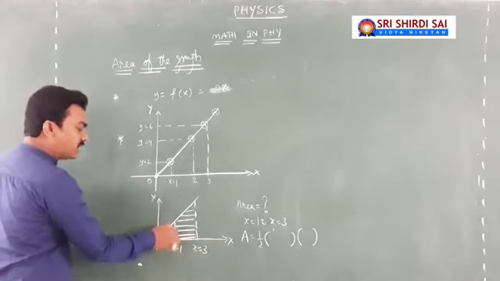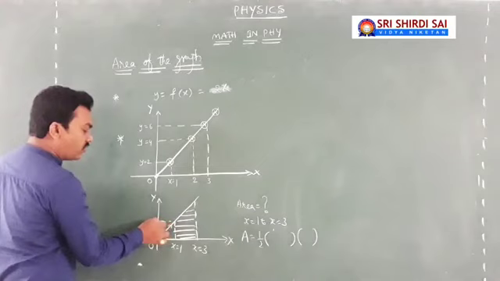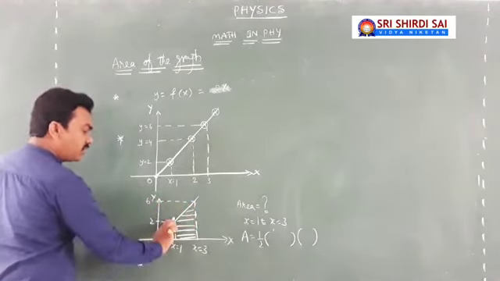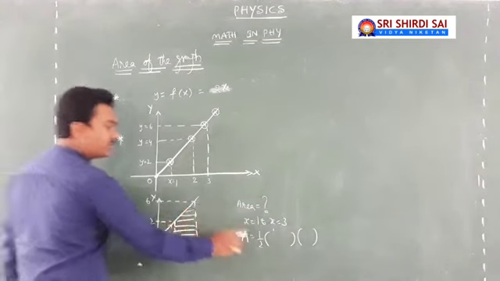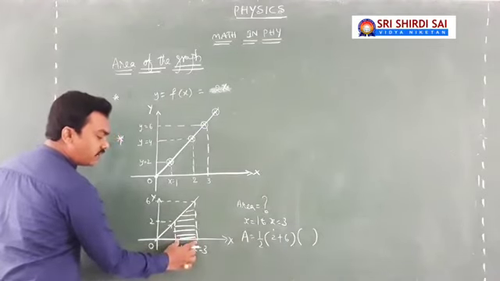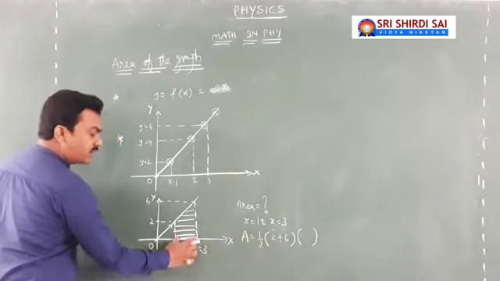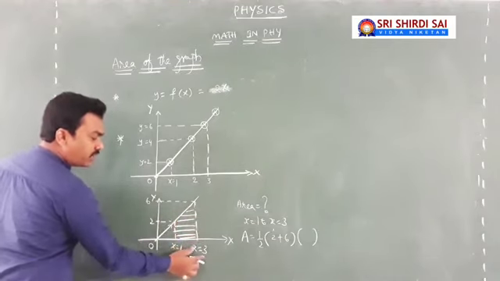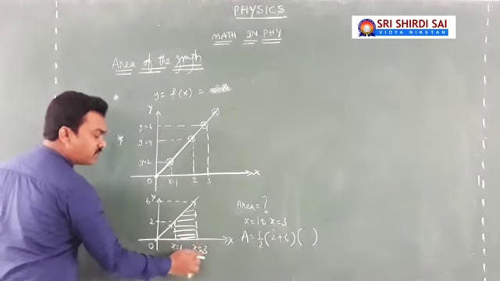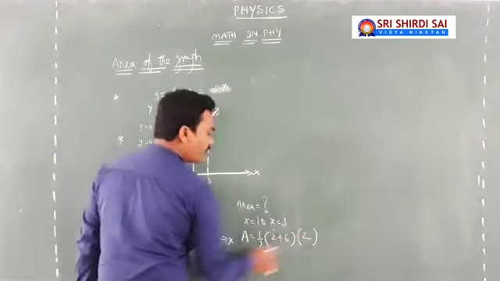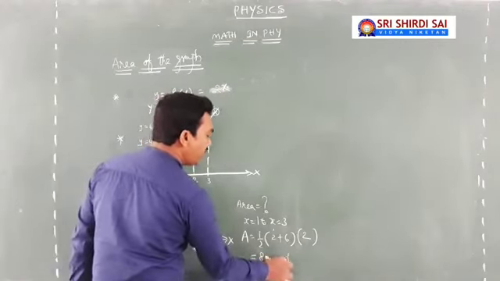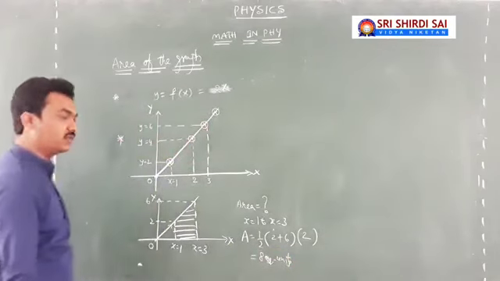What are these two parallel sides here? When x equal to 1, y equal to 2. When x equal to 3, y equal to 6. This is 2 units, this is 6 units. So here it is 2 plus 6. And the height of the trapezium means the perpendicular distance between the two parallel sides. Here x equal to 1, here x equal to 3. So this perpendicular distance will be 3 minus 1, that is 2. If you have done the calculation, it is 8 square units. Area, so you should say 8 square units. It is not simply 8 units.